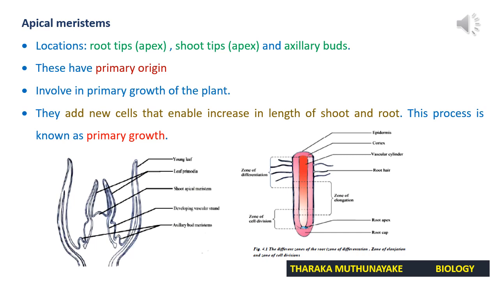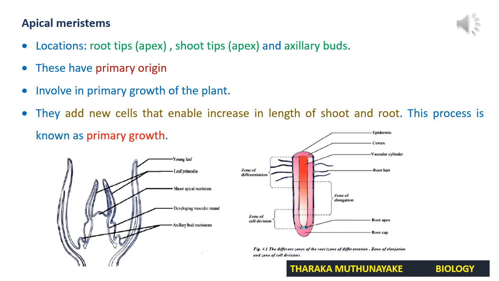First, we will discuss apical meristems. As the name implies, they are found at the apices or tips of the plant. Here you can observe the locations of apical meristems: the root apex, that means the tip of the root, then the shoot apex. In addition to that, they are found in axillary buds. These axillary buds are found at the base of the petiole of the leaf, where the leaf connects to the stem.